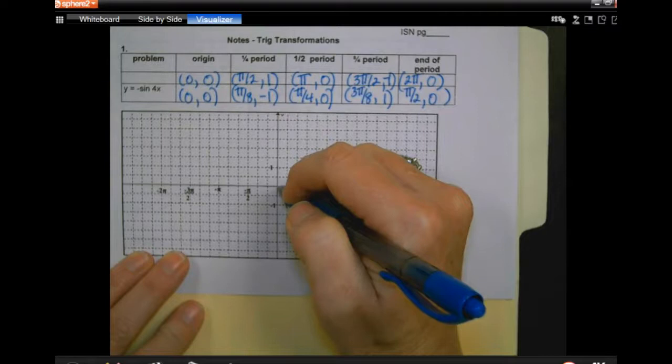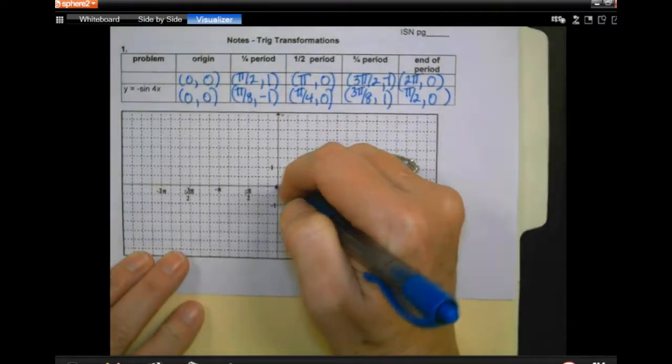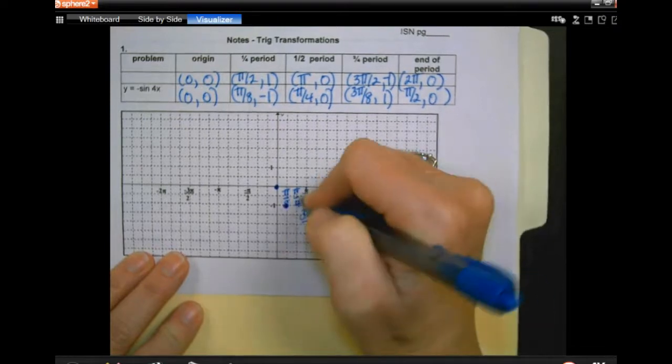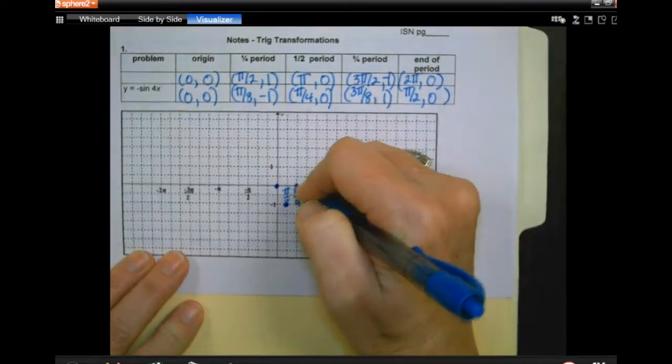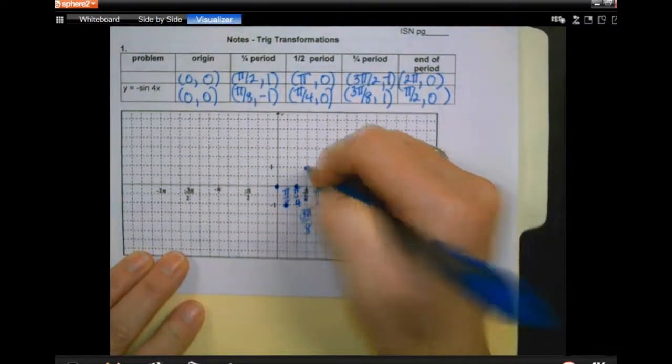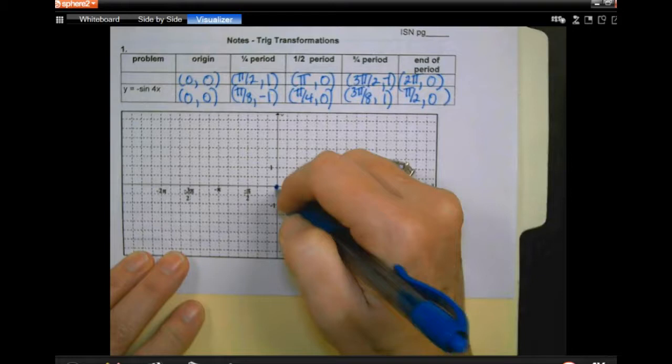So at 0, I have a 0. What do I get at pi over 8? Negative 1. What do I get at pi over 4? 0. At 3 pi over 8? 1. At pi over 2? 0.